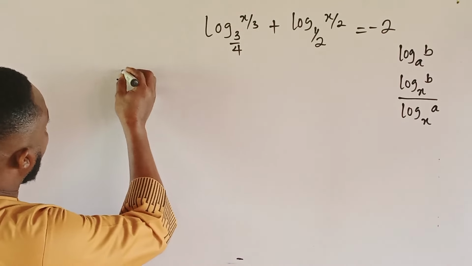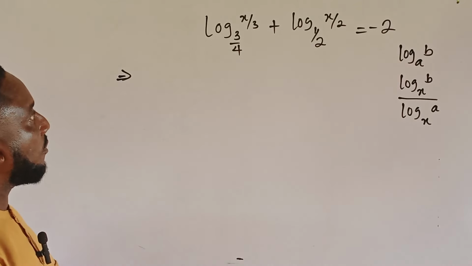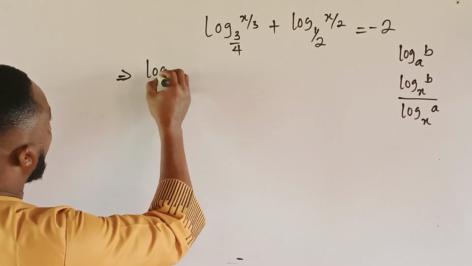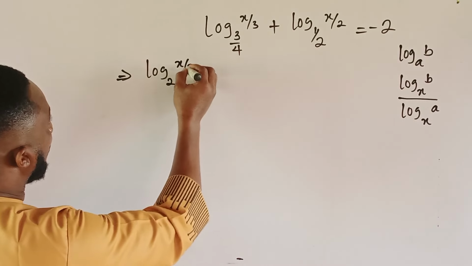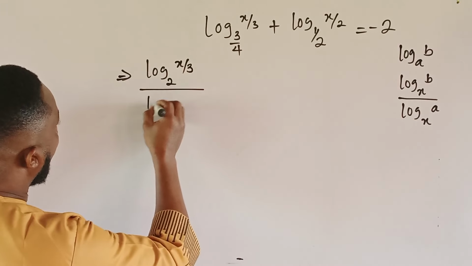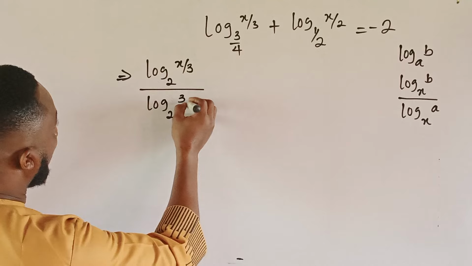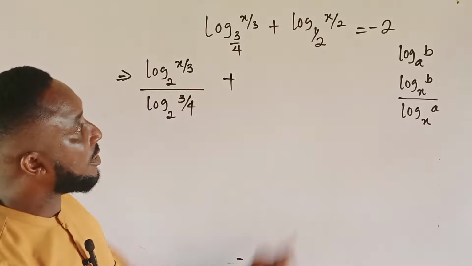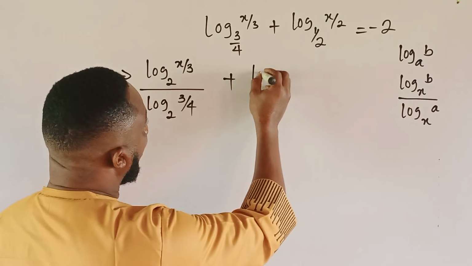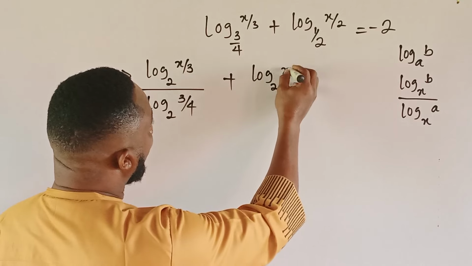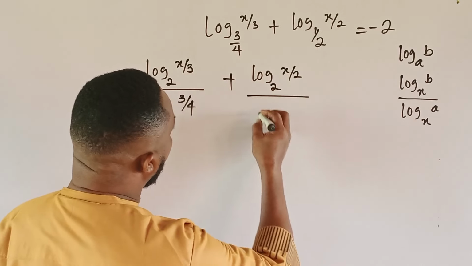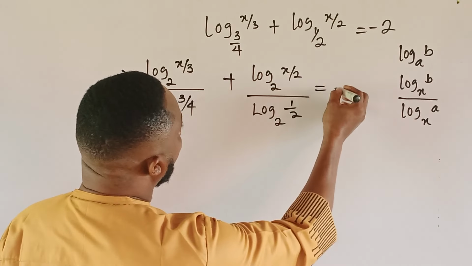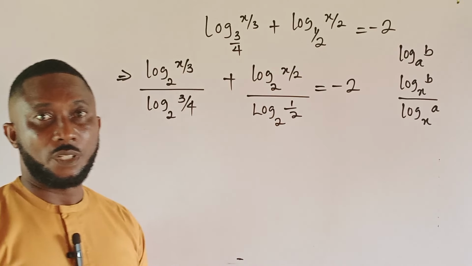So that means that for this first guy here, log to the base of 3/4 of the argument x/3, we're going to be having log to the base of 2 of the argument x/3 all upon log to the base of 2 of the argument 3/4, plus here the same thing. We're going to be having log to the base of 2 of the argument x/2 all upon log to the base of 2 of the argument 1/2, everything equal to -2. This is the punchline of this solution.